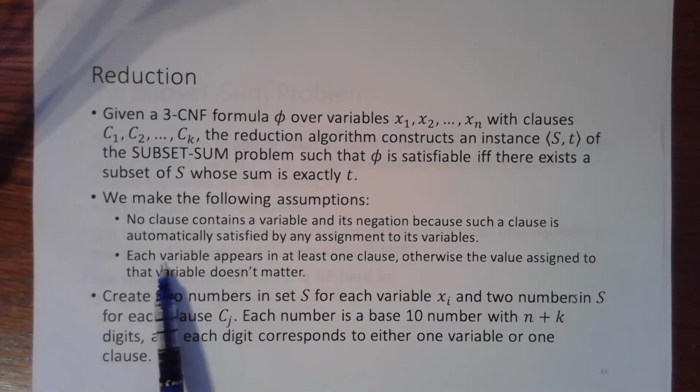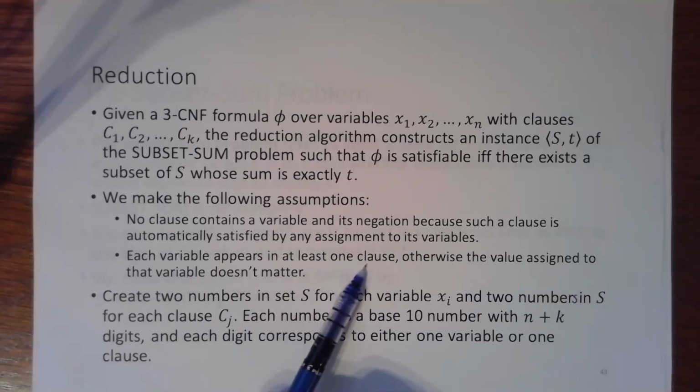Also, we're going to assume that each variable appears in at least one clause. If we have variables that never show up, then it doesn't matter what value they have. They can be anything, so they're not very interesting variables. We're only going to consider the ones that show up in at least one clause, where the assignment to those variables actually plays a role in the satisfiability of the statement.